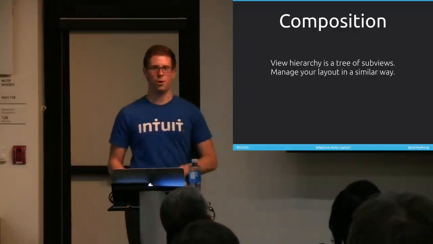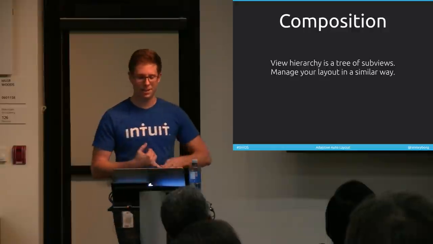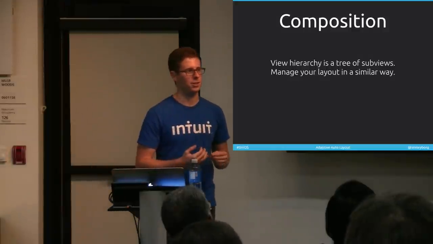Let's talk a little bit, back at a higher level, about managing this complexity. So you've probably heard of composition, a tool, and heard of inheritance. You can use inheritance to help reuse and share code, right? You can also use composition to help reuse and share code. I think composition is the right choice for layout code because the view hierarchy is structured in the same way.